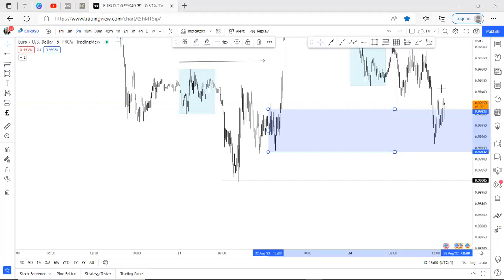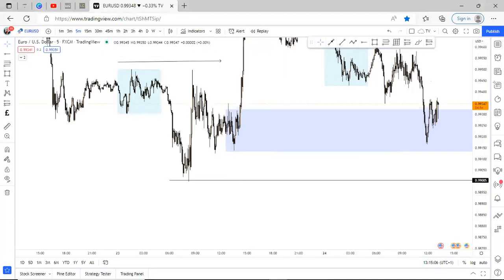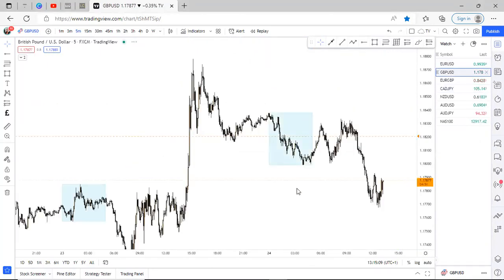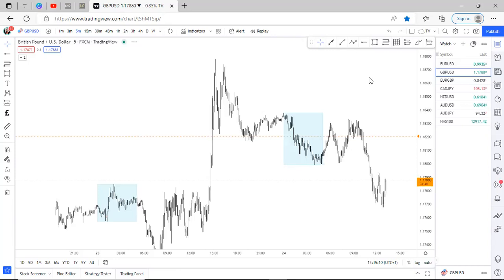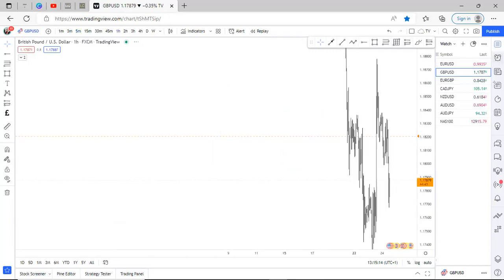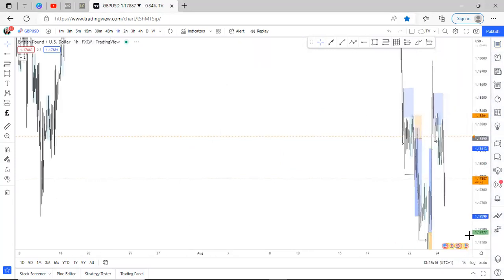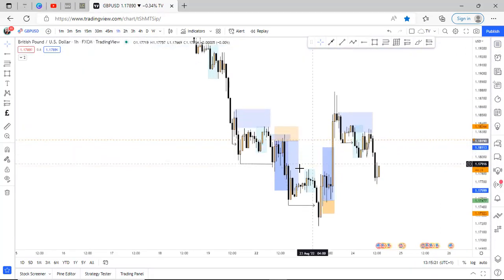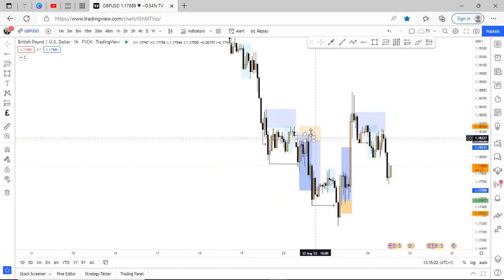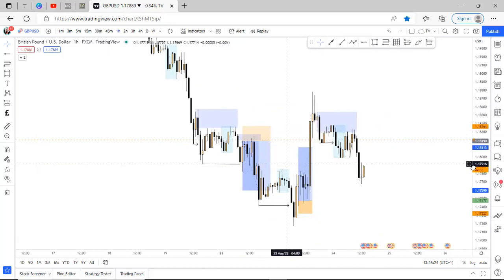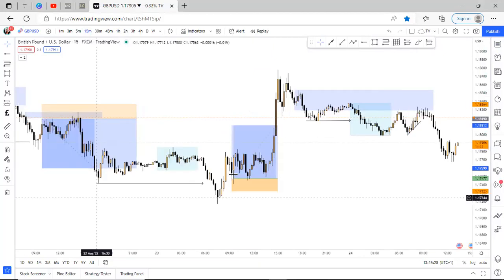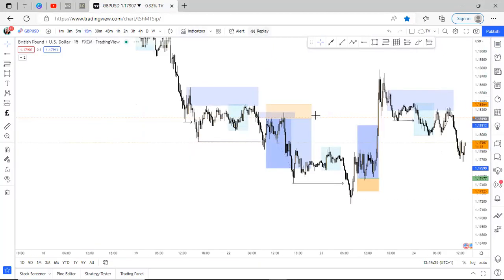So moving on to the next pair, I'll be looking at GBP USD next. So on GBP USD, let's start from the higher time frame now. On GBP USD on Monday, I was able to get a trade, and it was this sell trade right here. Let me quickly break down how I got into the sell trade.